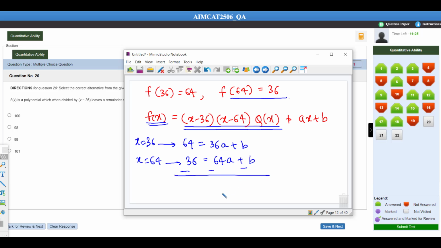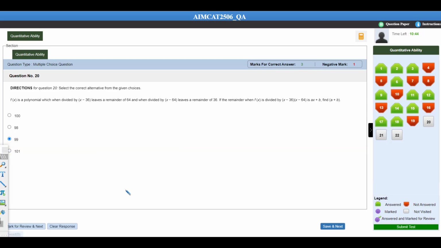Let's solve these two linear equations simultaneously. Let's subtract. This subtraction is equal to 28, and this subtraction is also equal to 28, minus 28a. So the value of a is equal to minus 1. Put a is equal to minus 1 over here. b is going to be how much? 100. So b is equal to 100, a is equal to minus 1, so a plus b is going to be 99. So this option we will mark.